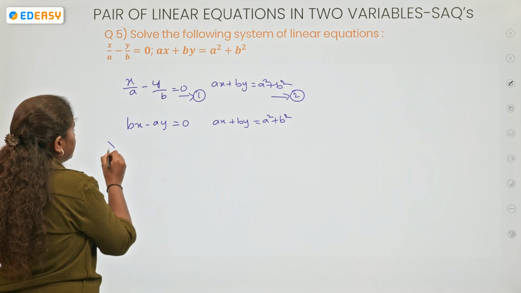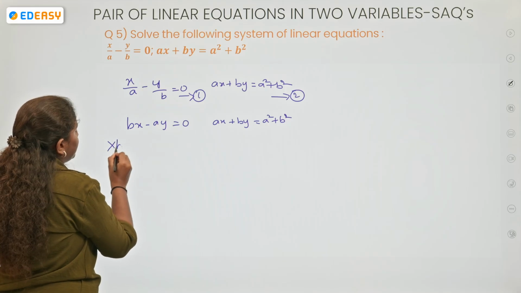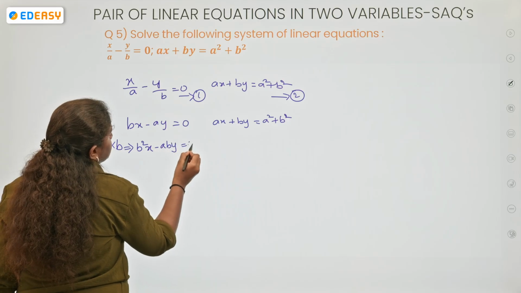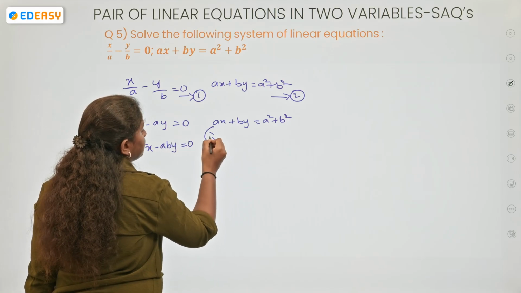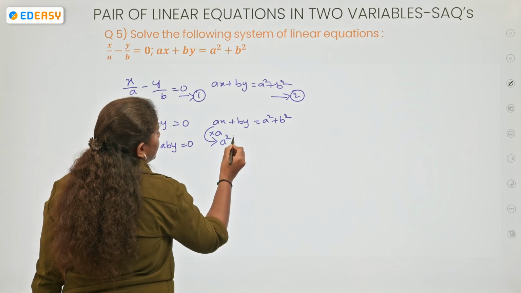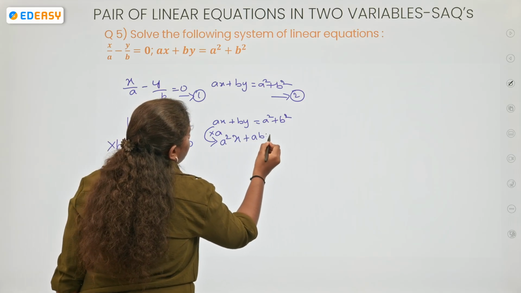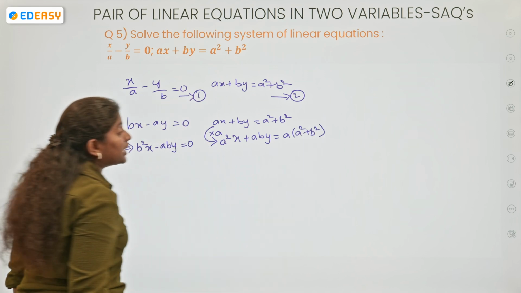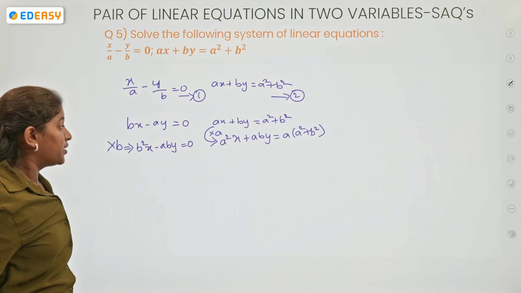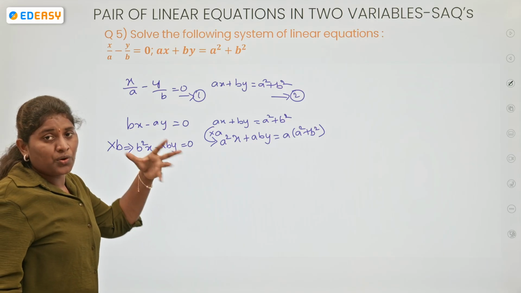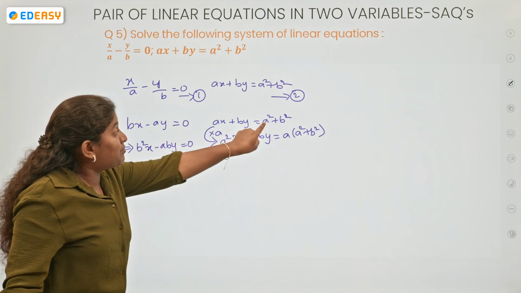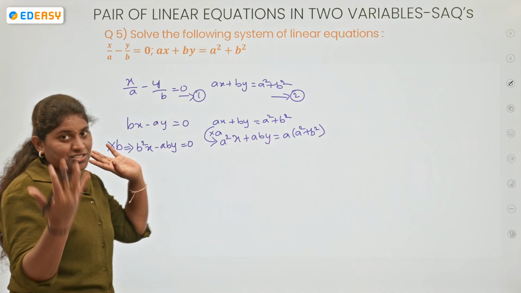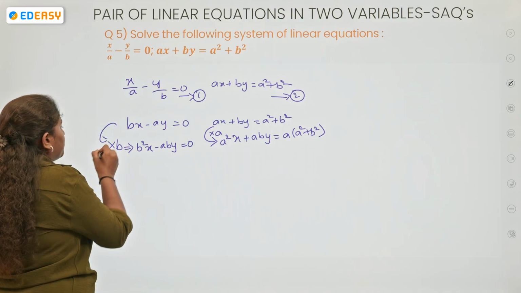Now, I am going to eliminate y for that reason. So, this equation is multiplied with b. It will become b square x minus aby equals 0. And this equation is multiplied with a. So, a square x plus aby equals a into (a square plus b square). You need to be careful with your RHS also. Why? Because here I am getting 0, so anything into 0 will be 0. But here I am having a square plus b square, so a into (a square plus b square) will be your RHS. Right?